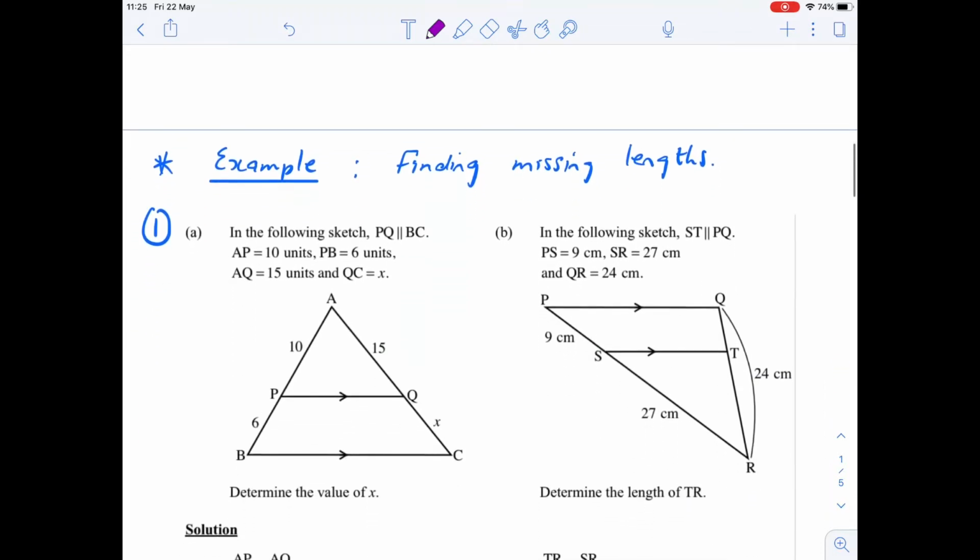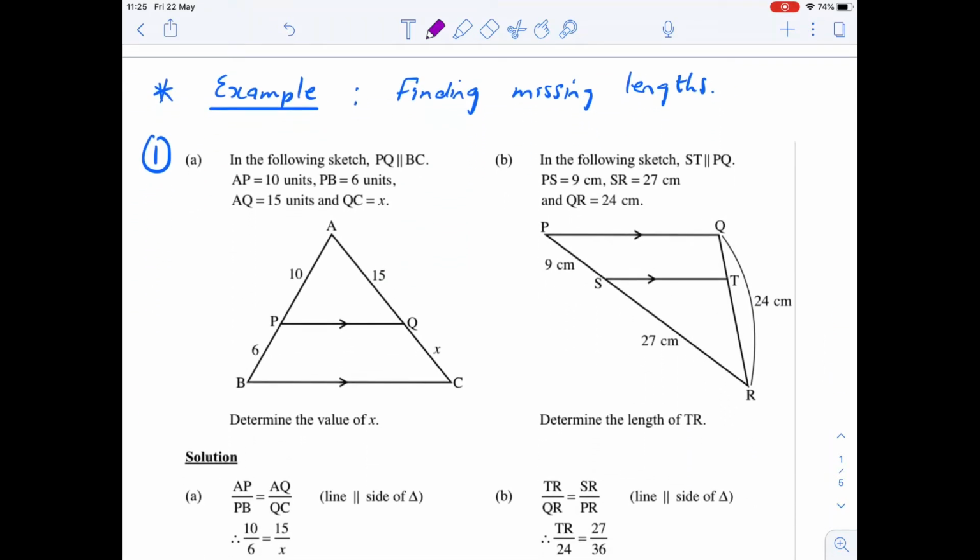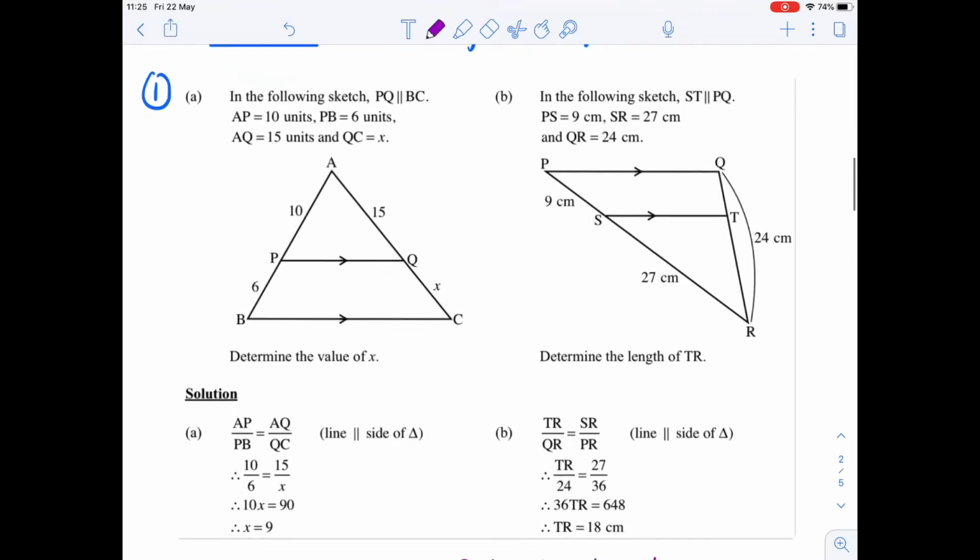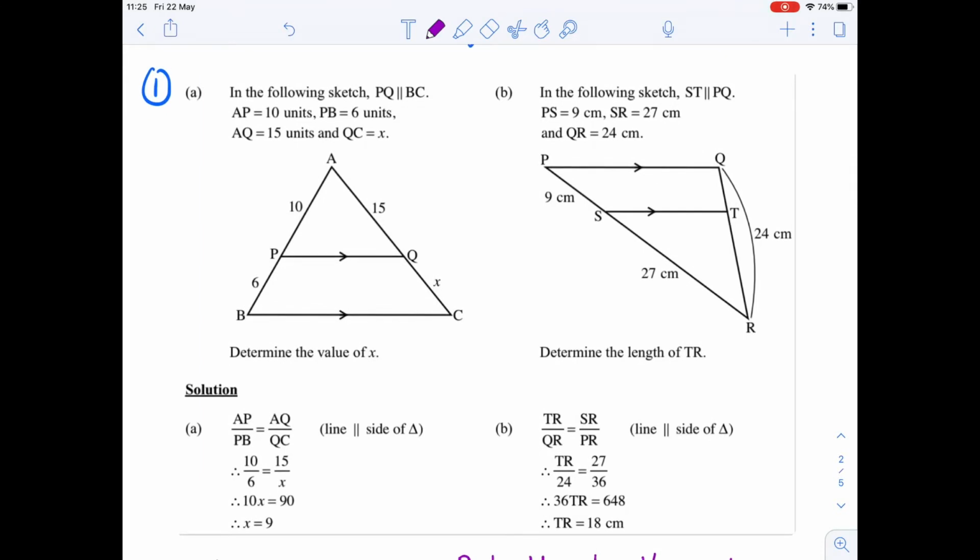And now I'm going to do two examples with you. The first one here is we're going to find the missing lengths. So in the following sketch, PQ is parallel to BC. And we have that AP is 10, PB is 6, AQ is 15, and QC is X. And we need to find the length of X. So now if we look at our sketch, because we have these parallel lines here, immediately we know that the sides are in proportion. So in other words, 10 over 6 is equal to 15 over X.